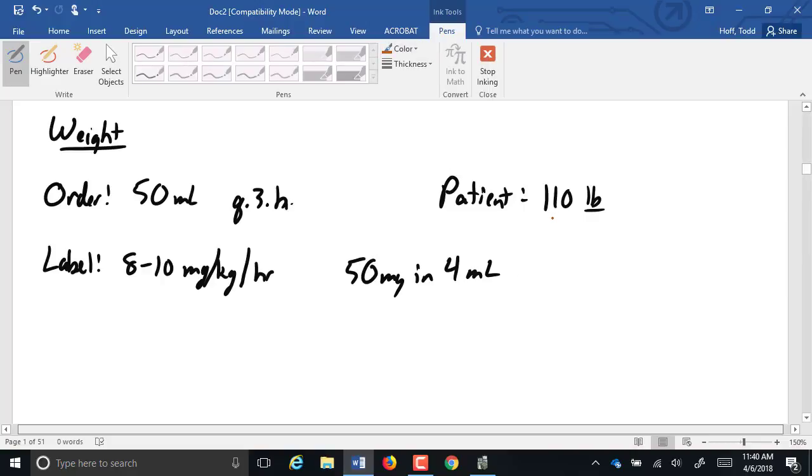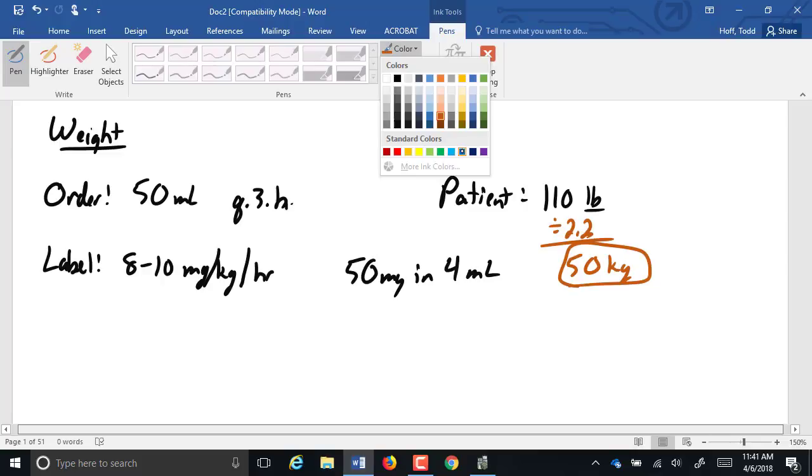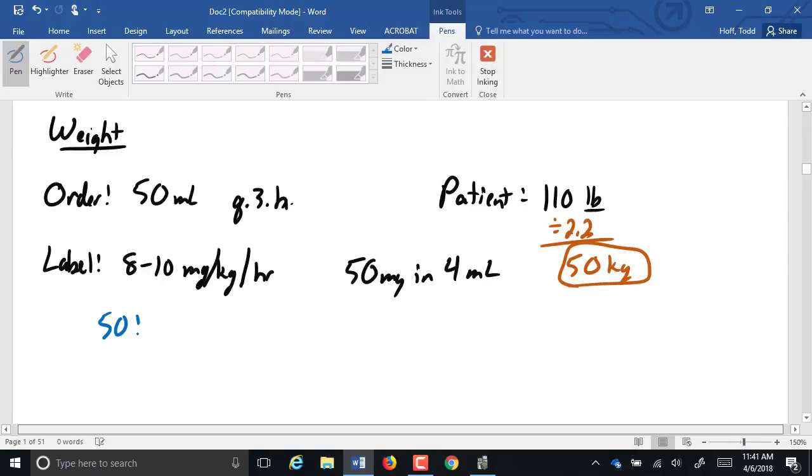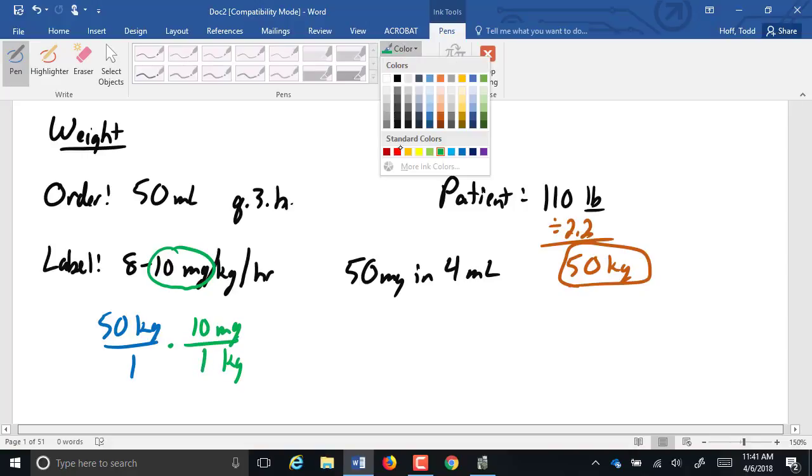Our first step is always turn the patient's weight into kilograms. 110 divided by 2.2 gives us 50 kilograms. So now from that 50 kilograms, we start our dosage calculation. We can either pick the minimum or the maximum. I usually pick the maximum. That's generally the more urgent of the two. So it's going to be 10 milligrams per kilogram. Kilogram has to go on bottom, so it cancels out. 10 milligrams per 1 kilogram.